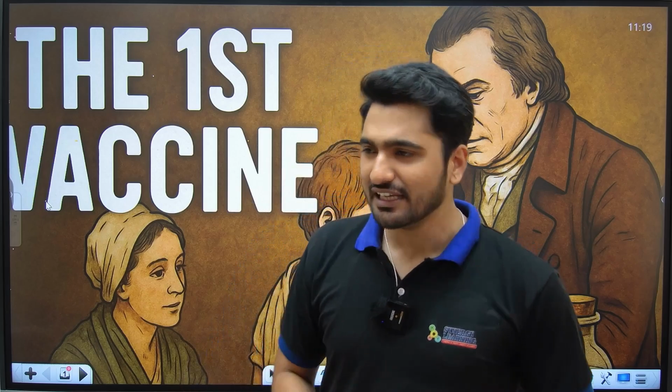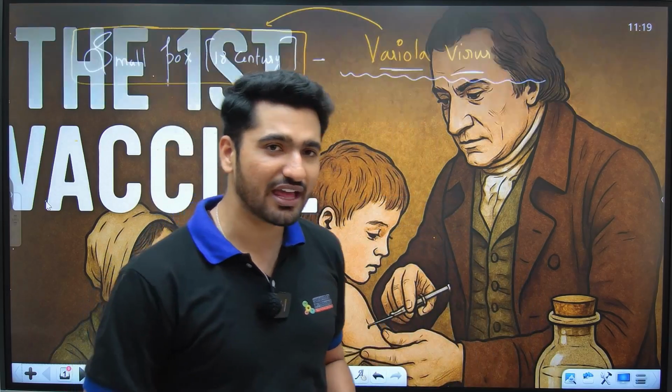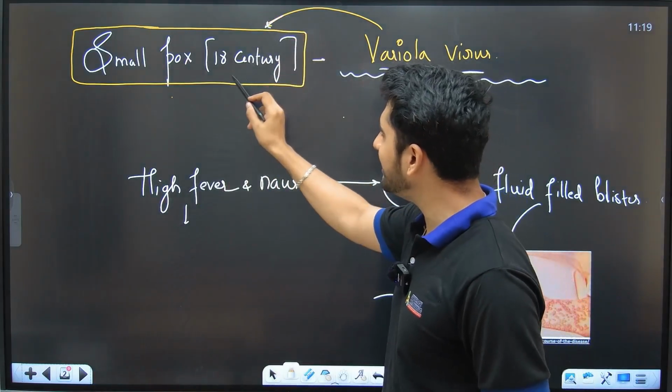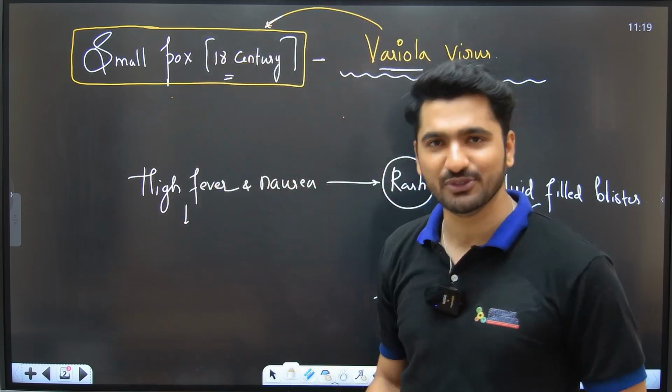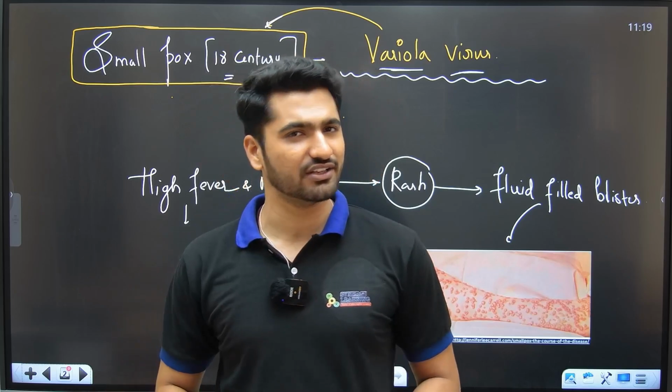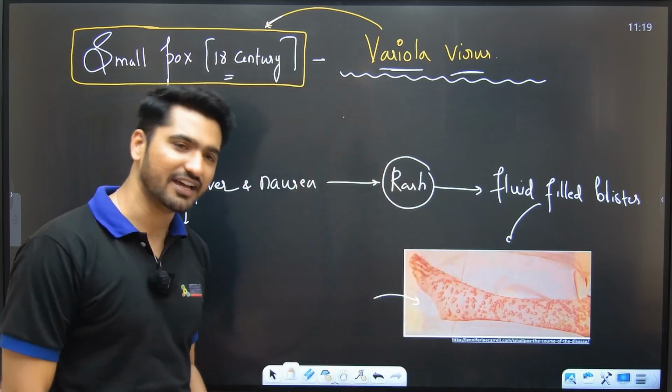So let's begin. This story starts with a very deadly virus called smallpox, and this disease was widespread in the 18th century across Europe. This disease was caused by a very small virus called the variola virus.